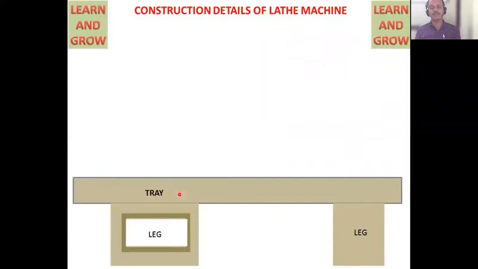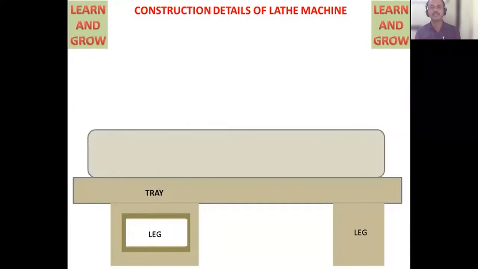On the legs, one tray is provided. The tray is made of sheet metal. So what is the function of this tray? To collect the chips. Whatever chips are removed after manufacturing, we can collect in that tray. And one more thing: when we are using coolant, the coolant can also be stored in that tray. So this one is the bed.